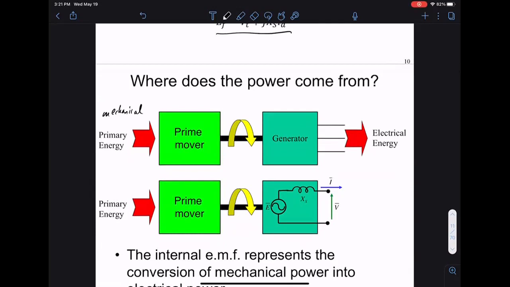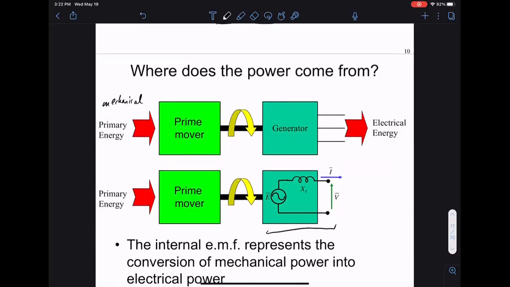So we're not going to cover what happens between the prime mover and the generator. That's actually a very complicated electromechanical system. What we're going to focus on is this part of it. We're going to look at what happens once you convert it into an equivalent circuit.